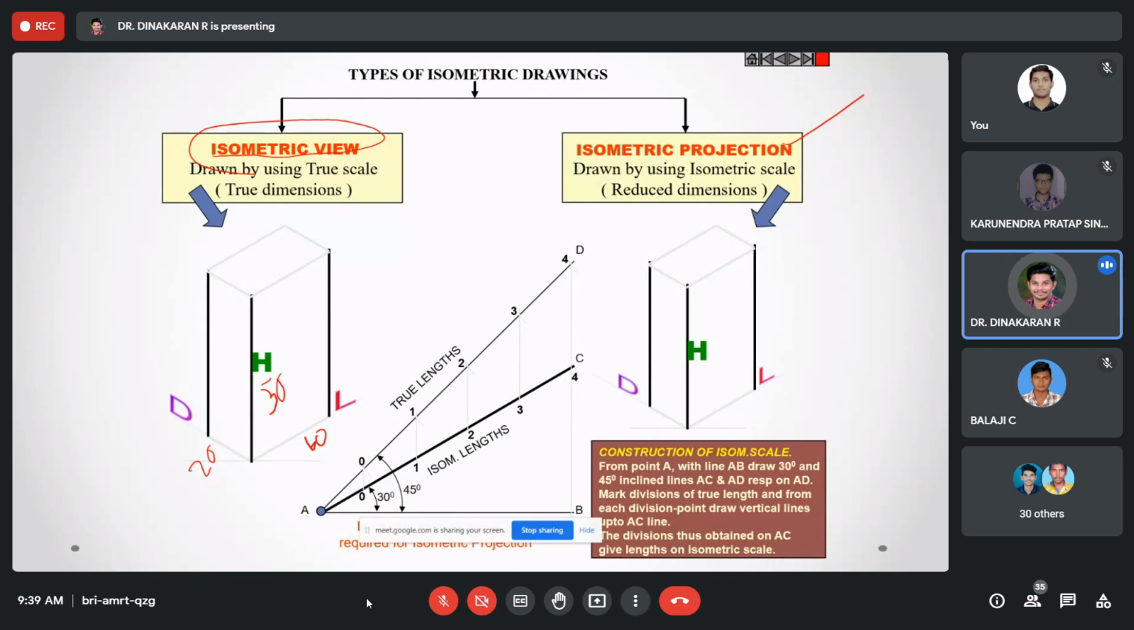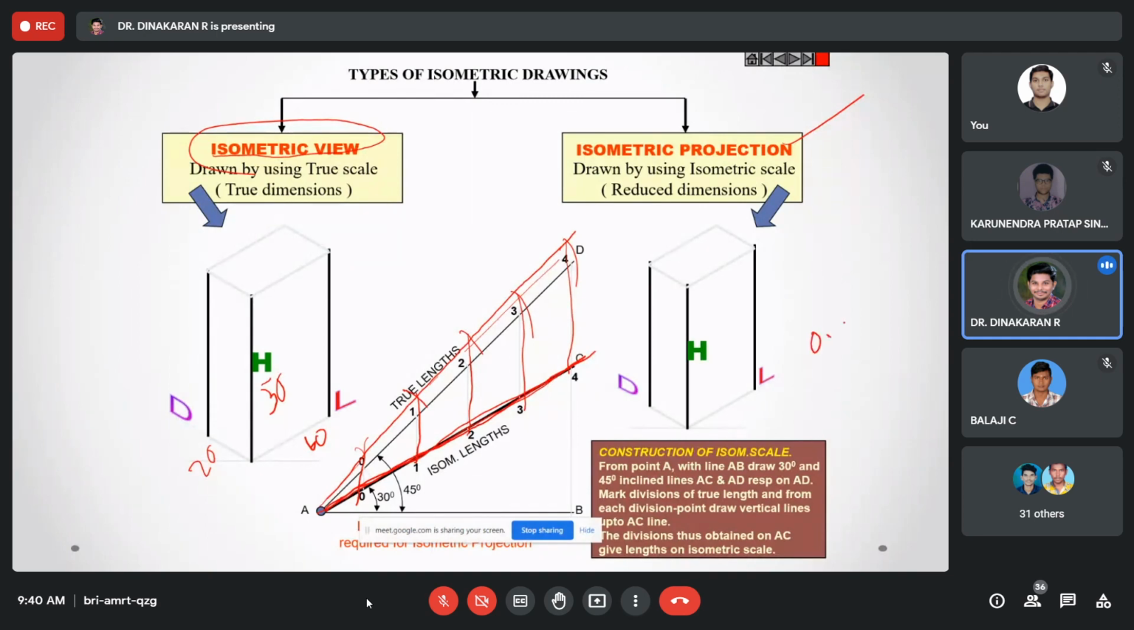There are two methods. First, draw a horizontal line and make an angle of 45 degrees. After that, draw a 30 degree angle. The true length is marked on the 45 degree line. Then mark the true length there, and draw straight lines connecting from the 45 degree line to the 30 degree line. That is the reduction scale. This is one method of reduction.